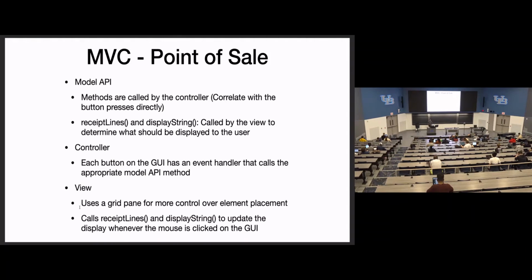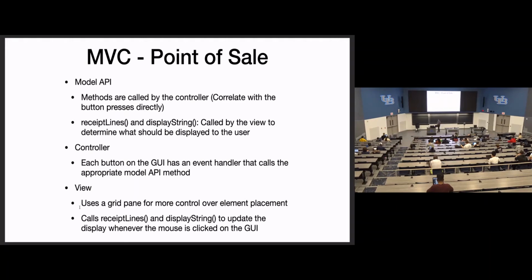In point of sale, in the homework, you can see quite clearly I have the three top-level packages for the project, aside from tests and point of sale. Labeled model, view, controller, make it 100% clear that I'm using MVC for this project. So the model API is pretty straightforward for this project.